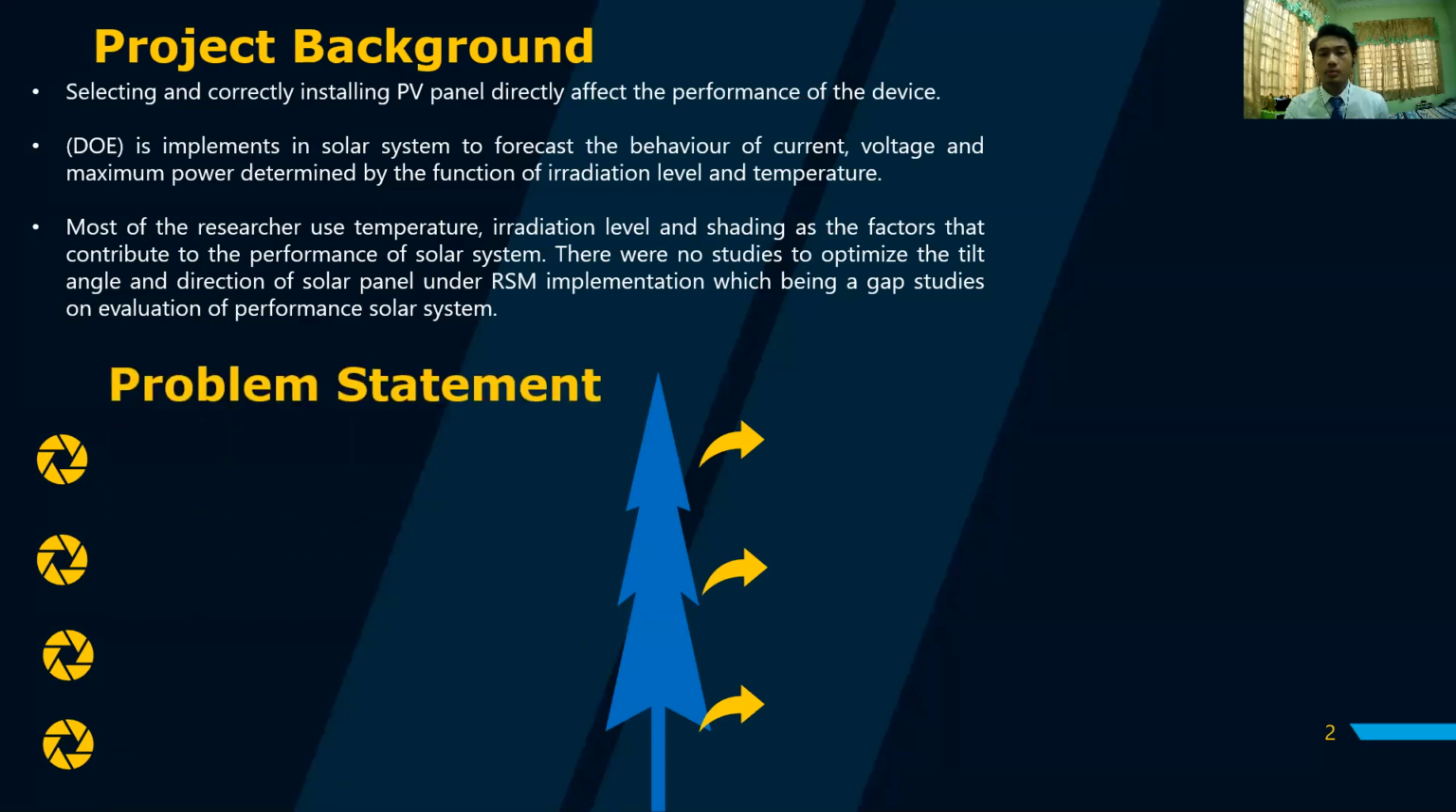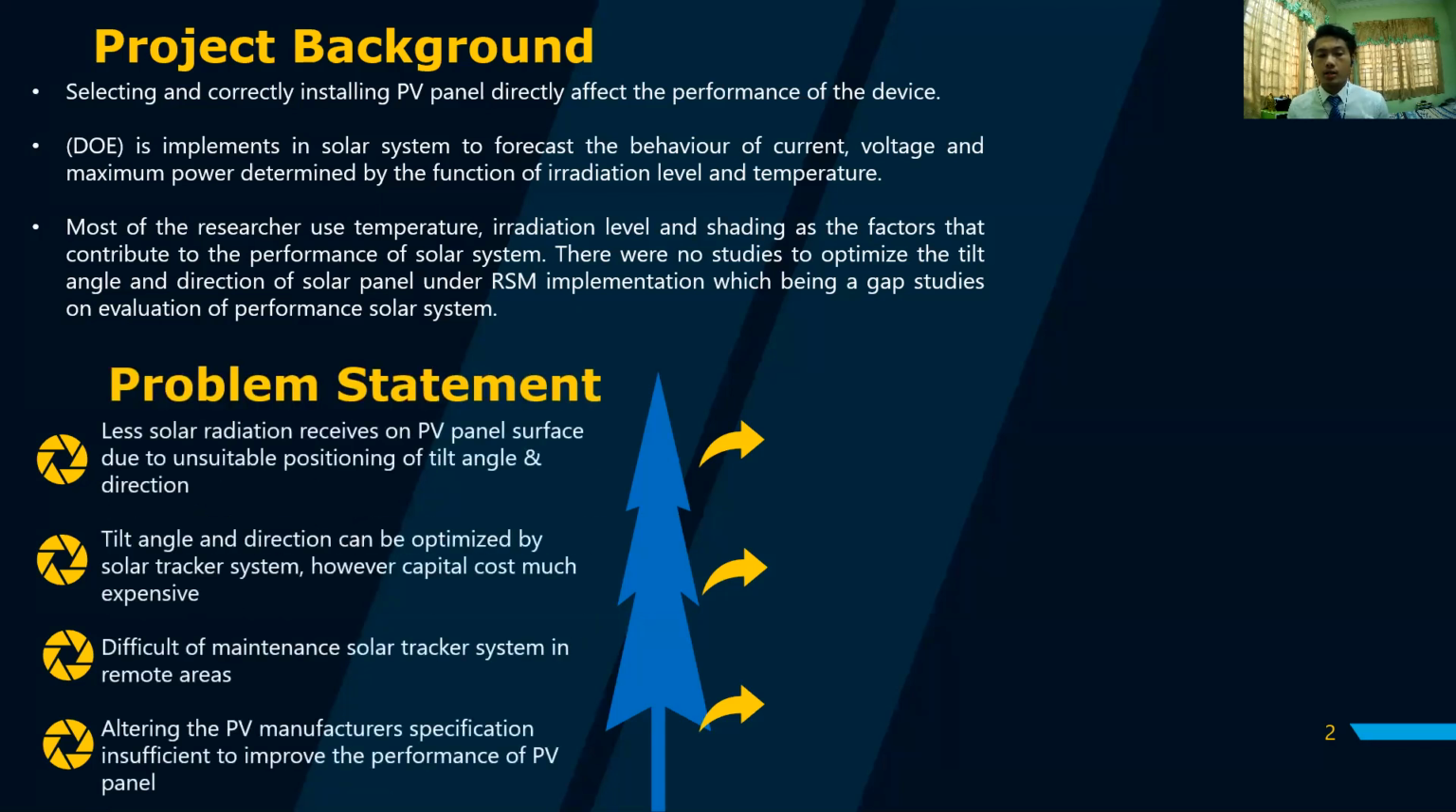So for the problem statement here, first, less solar radiation is received on PV panel surface due to unsuitable positioning of tilt angle and direction. Furthermore, the angle and direction can be optimized by solar tracker system. However, the capital cost of this system is much expensive and has high maintenance cost. Also, it is difficult to maintain solar tracker system in remote areas, and altering the PV manufacturer's specification is insufficient to improve the performance of PV panels.